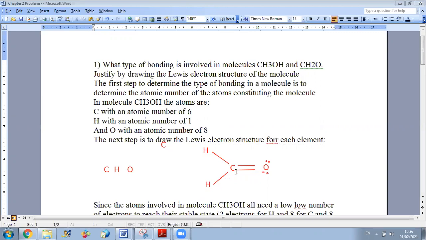For C, it will have 1, 2, 3, 4, 5, 6, 7, 8. Since it's 4 lines, it means that you have sharing of 2 electrons on each line. So since you have 4 lines, it will result in 8 electrons on the outer orbit of C, while O will share 2 electrons and the 4 other are just electrons for O.